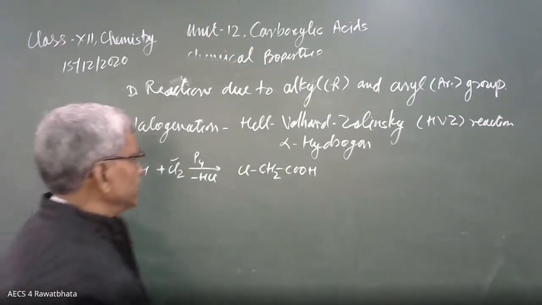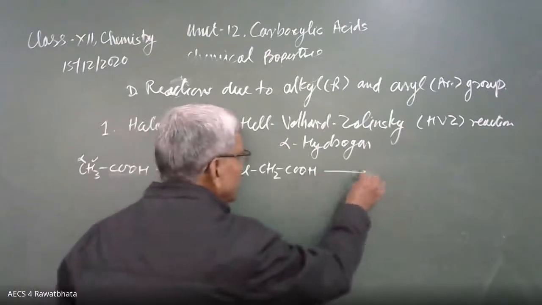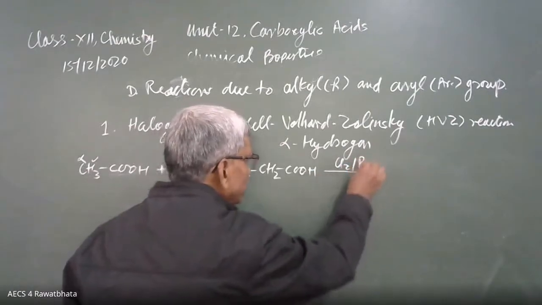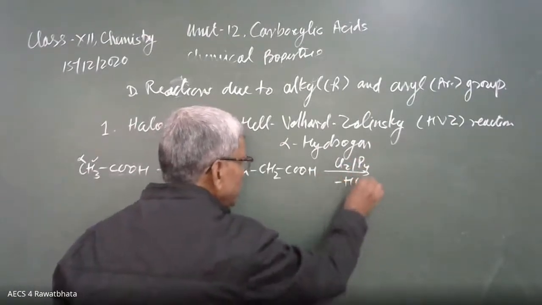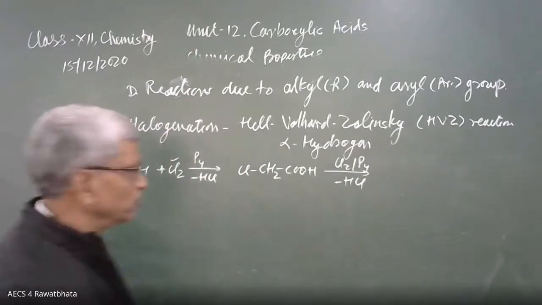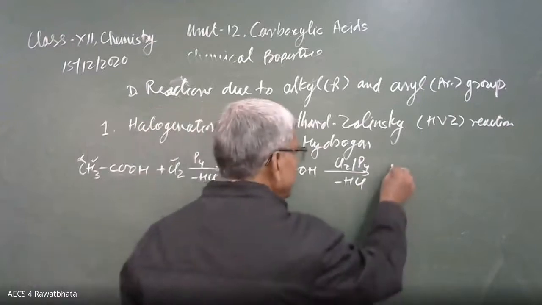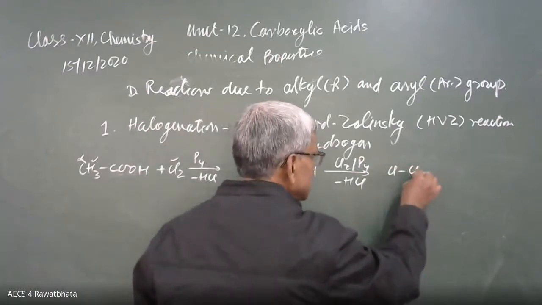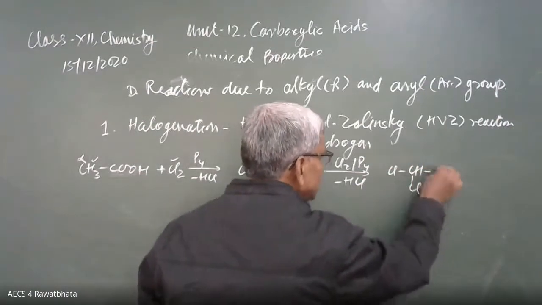Okay. So it is going to combine with chlorine in presence of red phosphorus, minus HCl, because two more alpha hydrogens are available. They all are going to be replaced by Cl. Then we get Cl, CH, here is Cl, here is COOH.